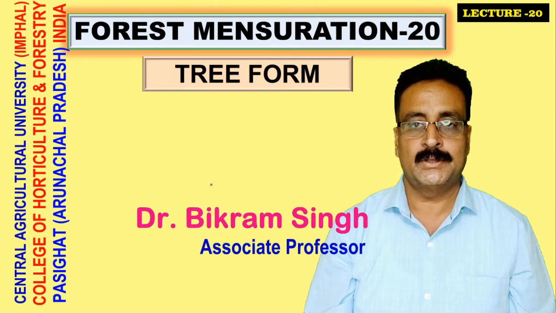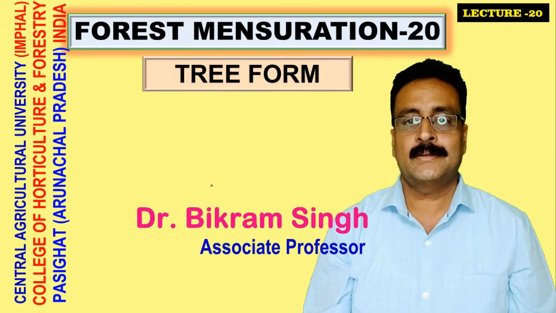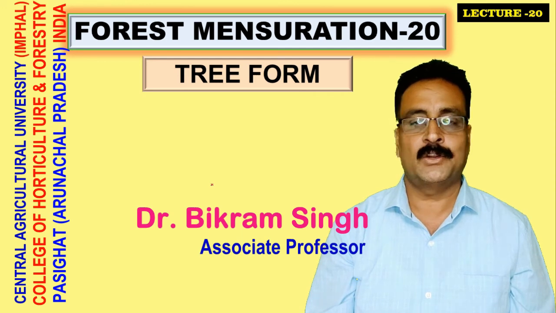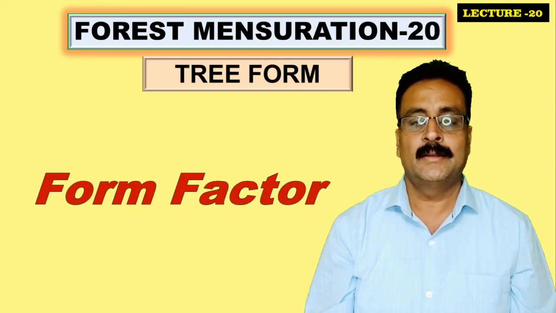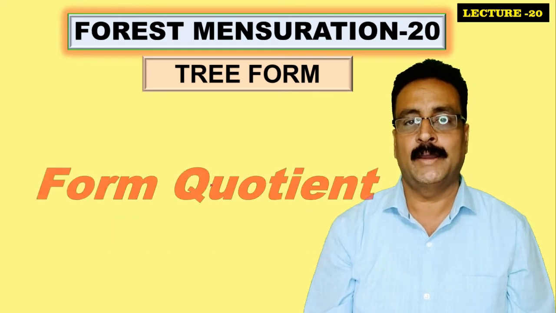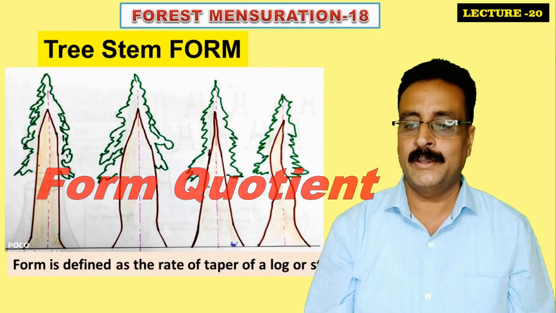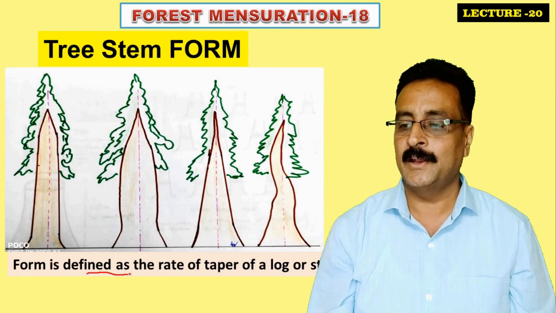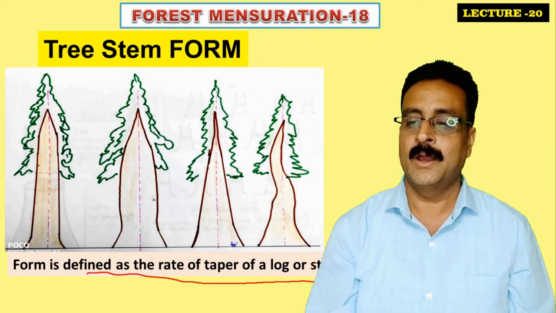Forest mensuration 20. Here is that final lecture for the tree form factor, where I'll tell about the form factor and how to calculate the form factor from height. So tree form, I've already told you, is defined as the rate of taperness of a log or a stem. What is the rate of taperness from the base to the top?